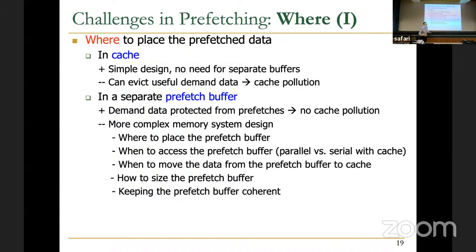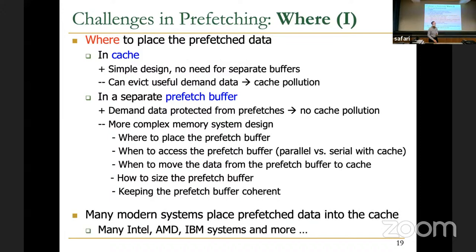And then there's another headache, which is keeping the prefetch buffer coherent, right? Because you may actually have the content of the prefetch buffer in some other processor's cache, and then that processor updates it. Now you need to actually have coherence in the prefetch buffer. So this actually complicates the system a lot. As a result, all modern systems that I know of prefetch data into the cache, basically. And they basically deal with the pollution somehow. And what I didn't add over here is clearly the hardware cost of it, right? I said it, but the hardware cost is a big problem.